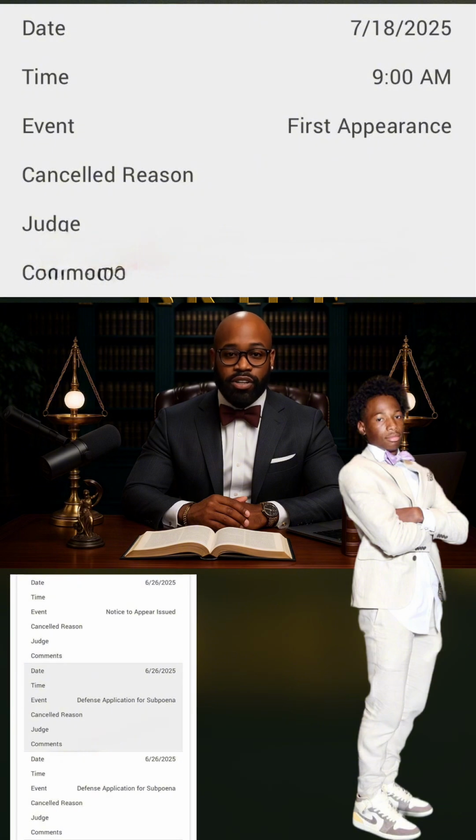In essence, a defense application for a subpoena is a critical tool for ensuring a fair and thorough defense in criminal proceedings, allowing the defense to gather evidence and present a complete picture of the case to the court.